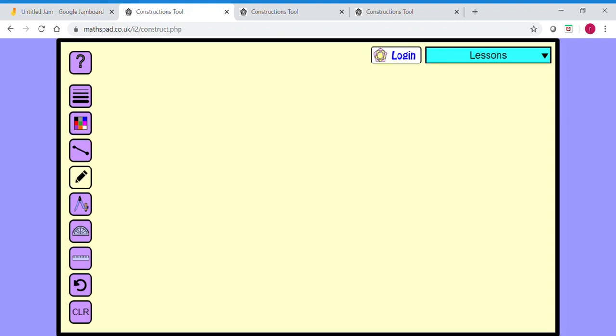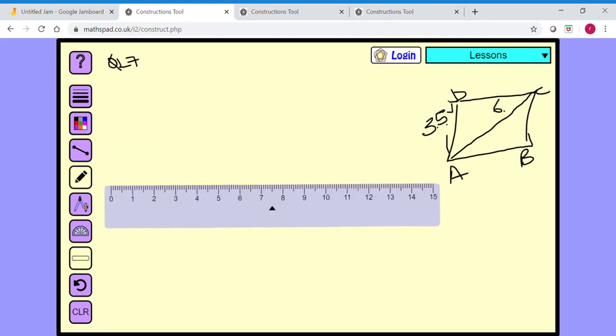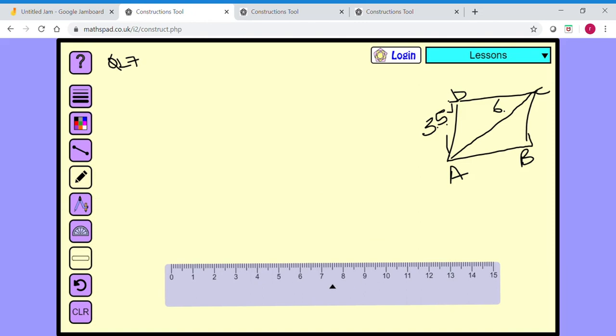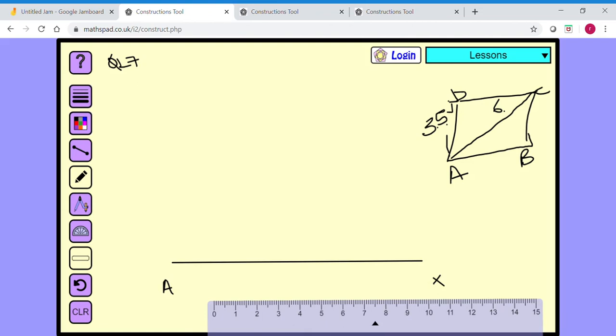So this is question 27, and let me draw a rough diagram. This is rhombus and this is A, B, C and D, and this is my height. This is 3.5 and this is 6. Perfect. So let me start by constructing a line of slightly longish length. Let's name this point A. Let's name this point X. Perfect.